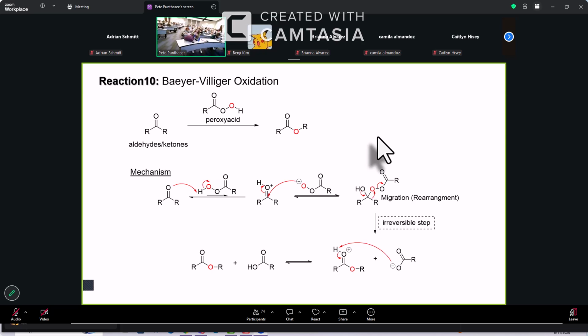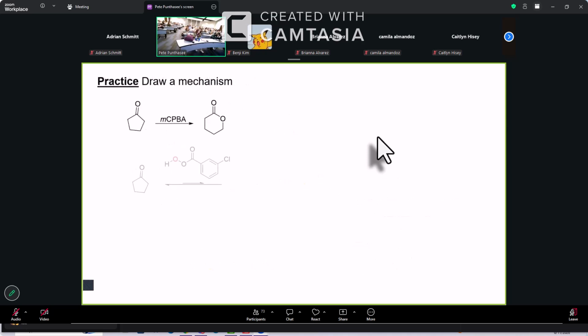Yeah, the hardest part is going to be drawing the migration step. Who moves? All right, watch. First step, protonation, then nucleophilic attack. The migration step happens like this, forming a double bond. So which bond breaks?